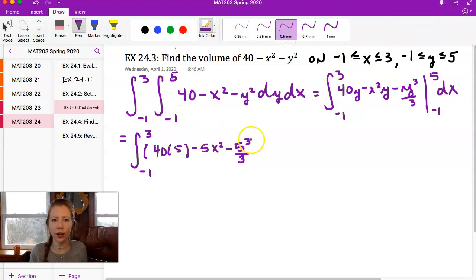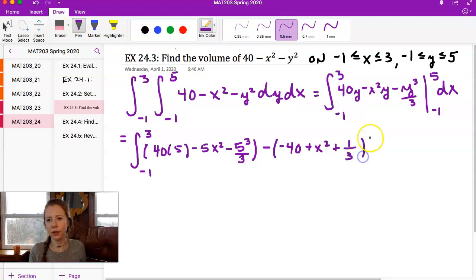And so then we're going to subtract off minus 40 plus x squared plus 1/3 dx. And we just need to simplify that a little bit.